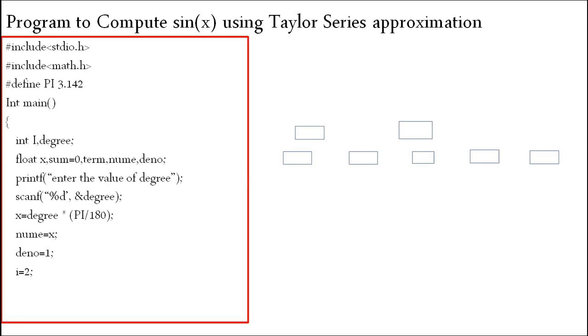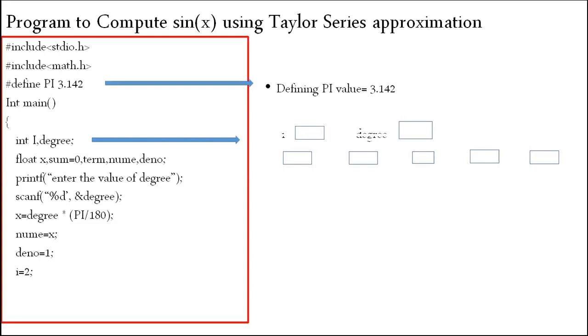I'm creating empty variables here. So that is, I want degree. The empty spaces are going to be created with respect to the size of int. So I want degree, and then in the form of float, I want x. Sum is initialized to 0. Rather than storing a garbage value, I'm going to define sum equal to 0. And term, numerator, denominator. So these are all the initial values in order to carry out my program.